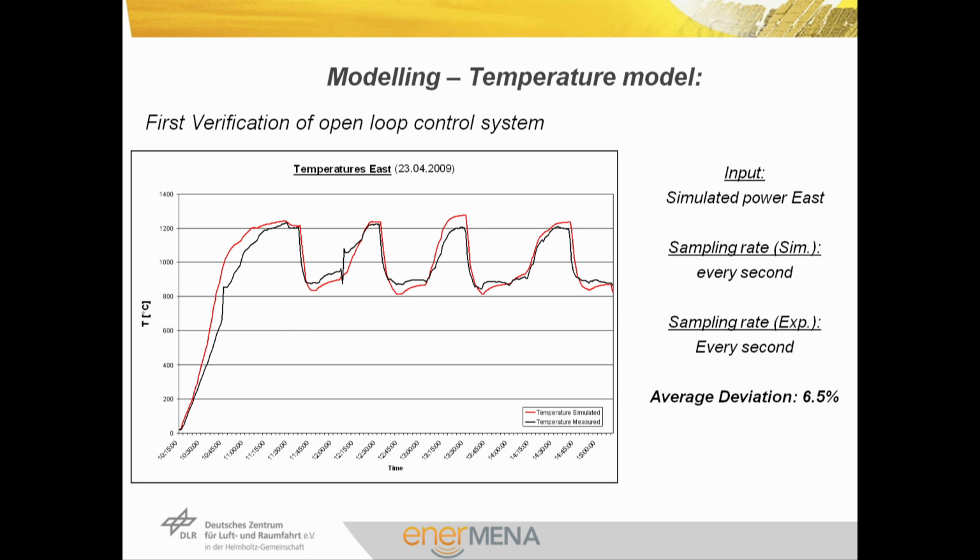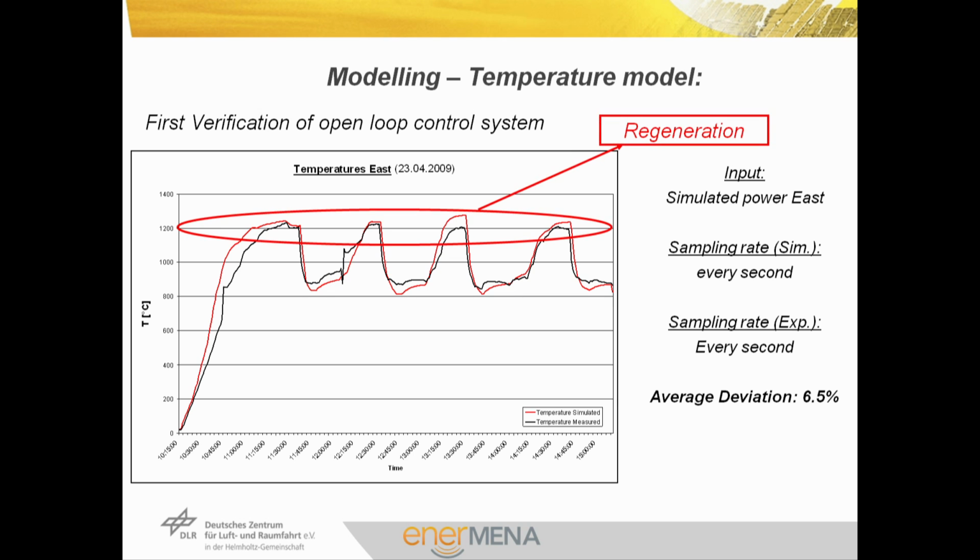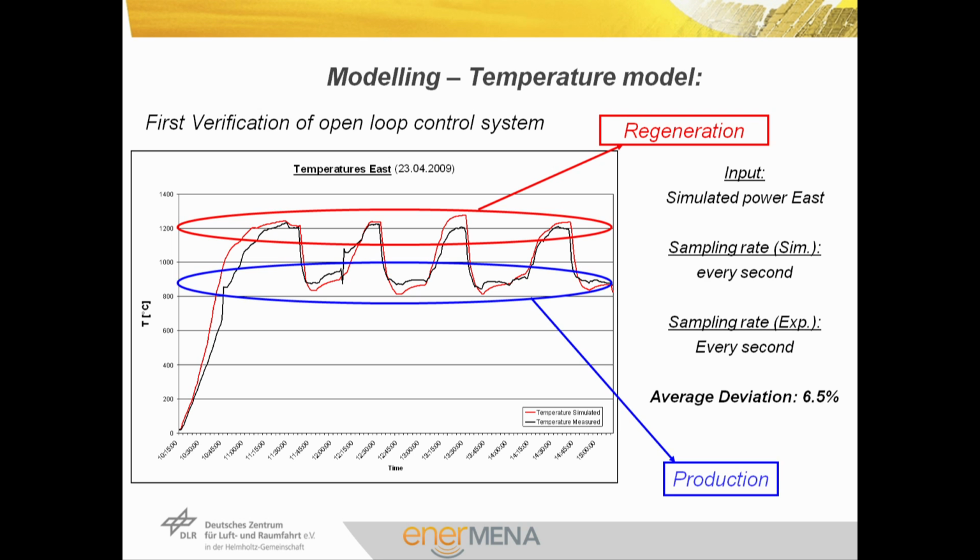Here, as an example, you see the black line is the measured temperature of one of the modules, and the red line is the simulated temperature. And you see here the regeneration step at 1200 degrees C, and here the production step at about 850 degrees C. And we are very comfortable with this model and could show in a lot of test runs that it works in a very good way, and we are certain to be able to scale this up in the megawatt range.